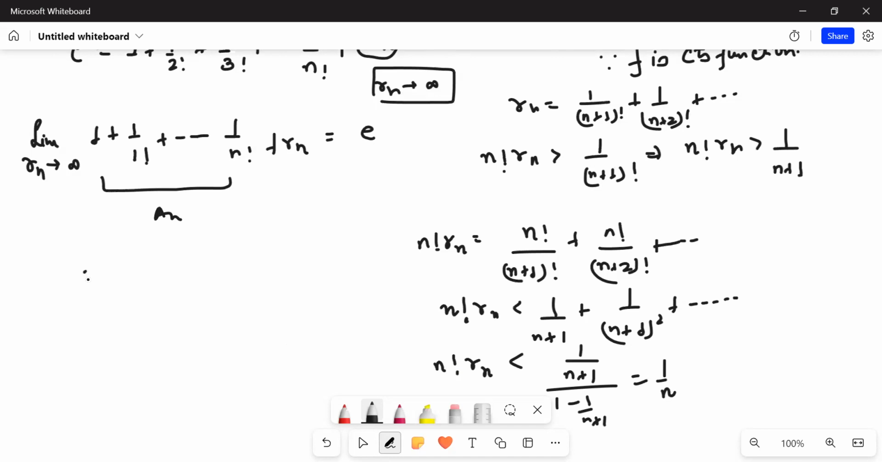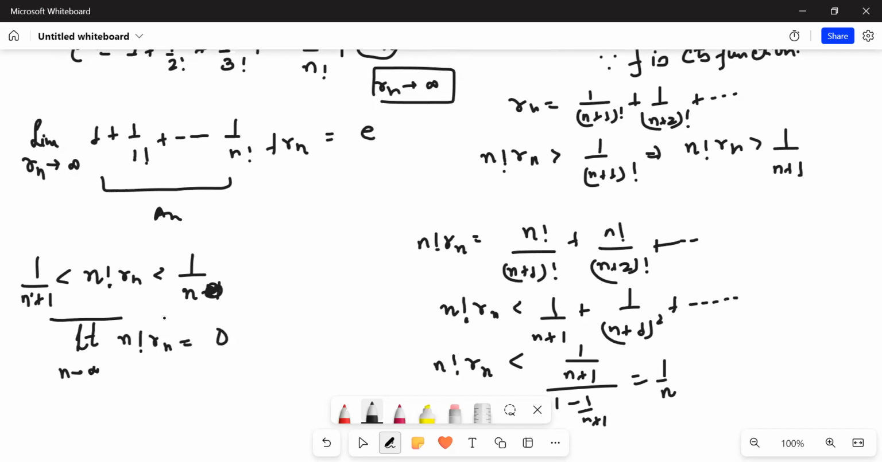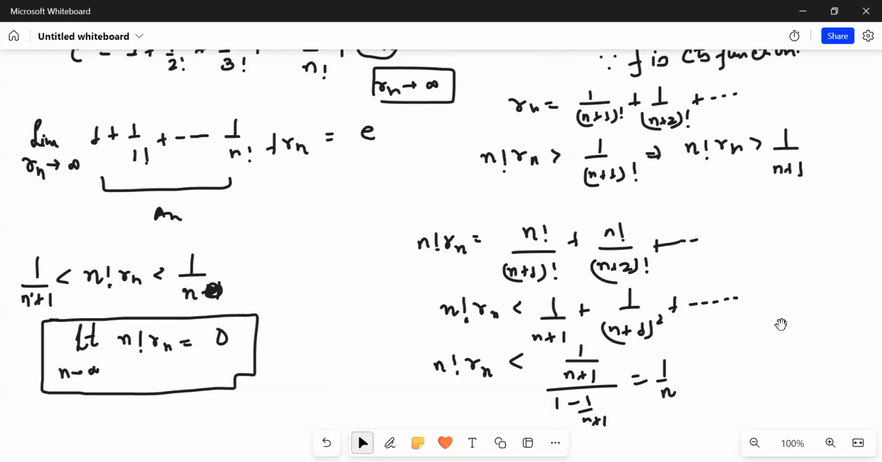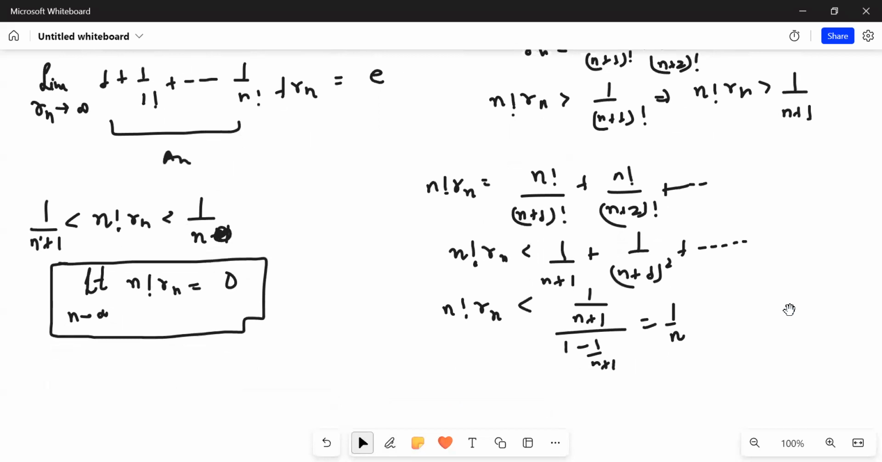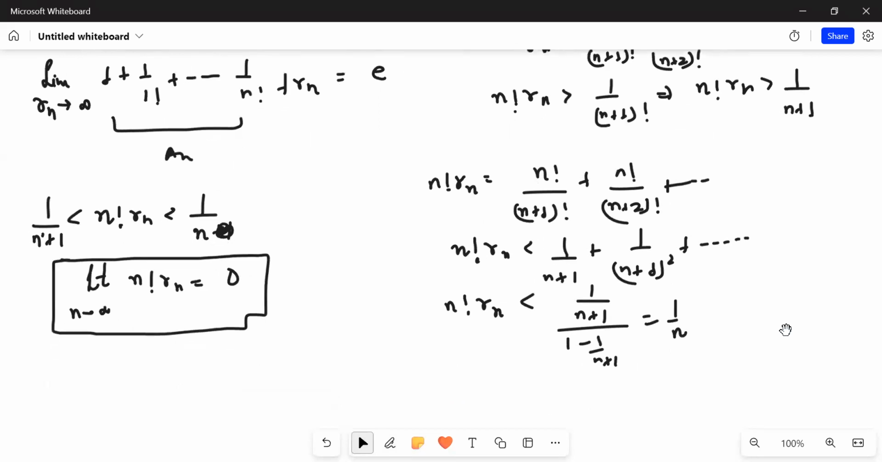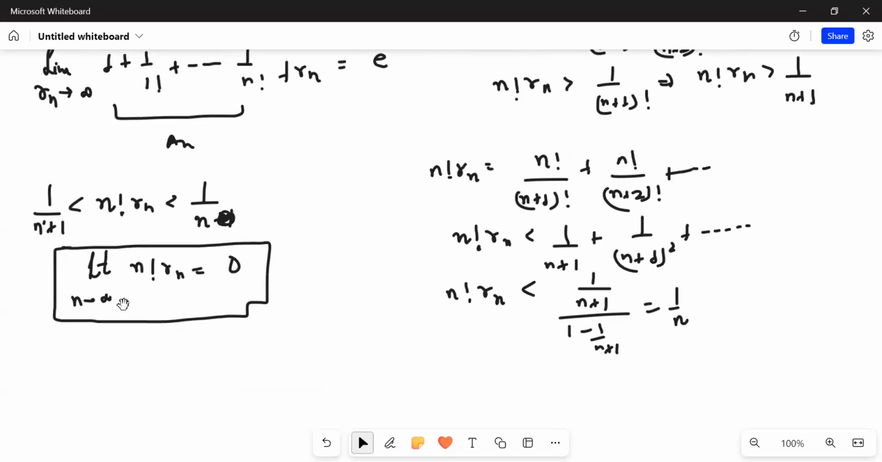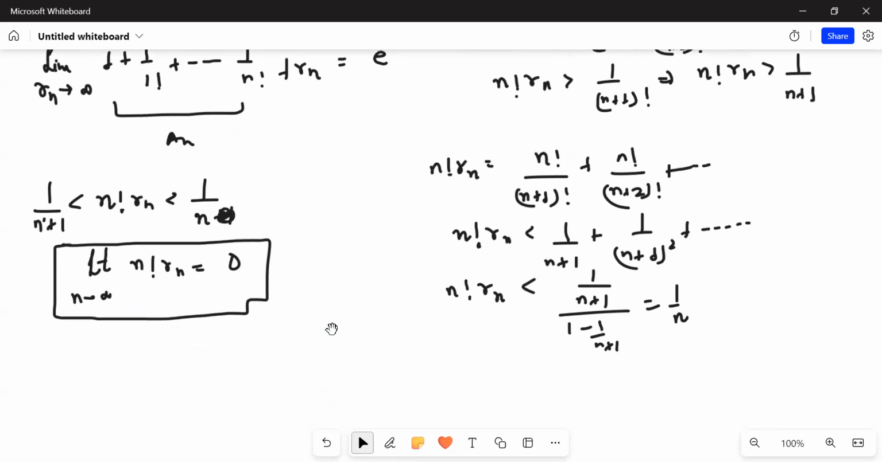So one can write that your n factorial Rn always lies between, sorry, 1 upon n plus 1 to 1 upon n. And if I take this limit, n tends to infinity, n factorial Rn, so from Sandwich theorem, this would be equal to 0. So n factorial Rn, limit n tends to infinity, would give you 0.